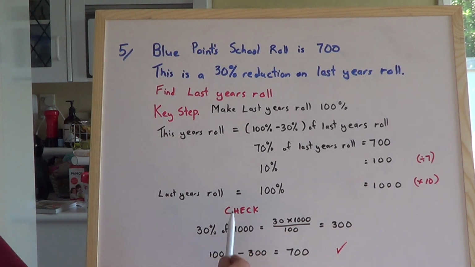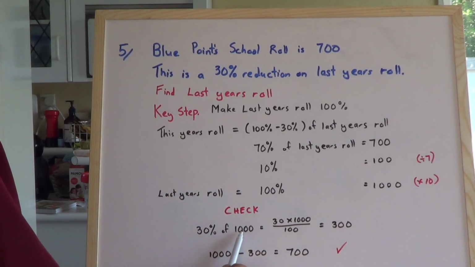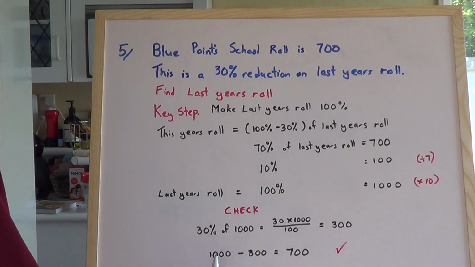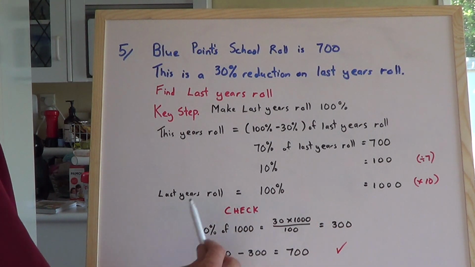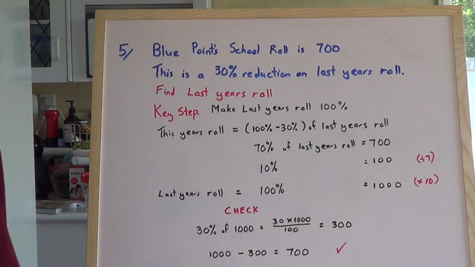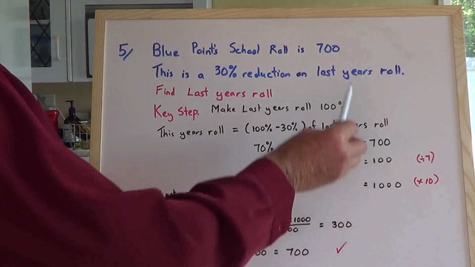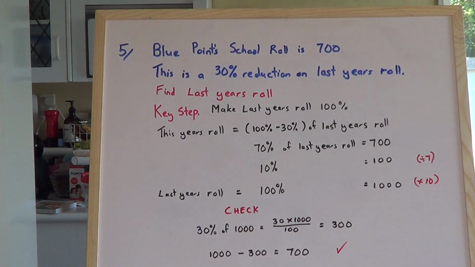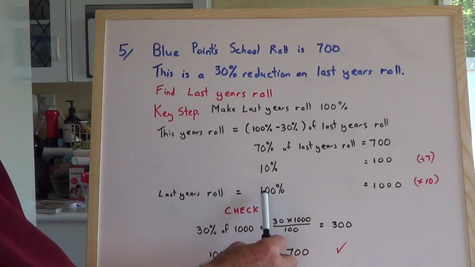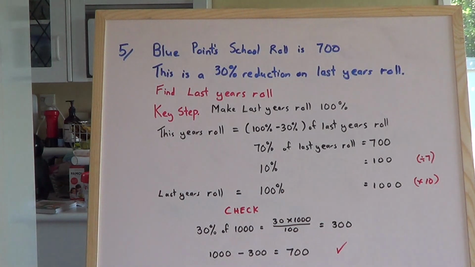We do the check. 30% of 1,000 is 300. We've got 1,000 and we take away 300 and we get 700, and there's last year's roll. So that's how it works. 100% is actually 1,000, and that's it.